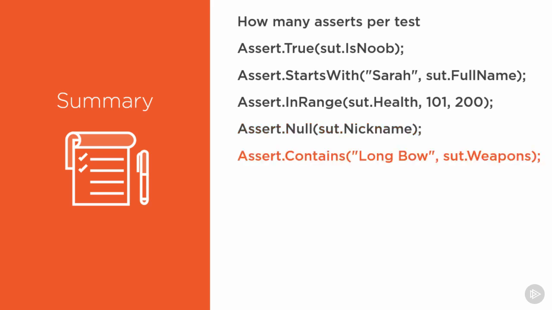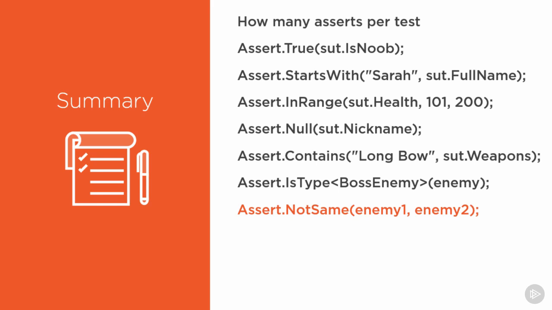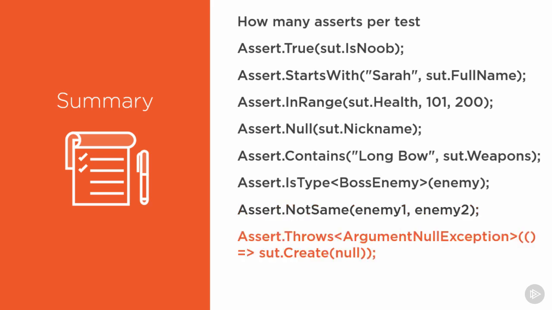We saw a number of ways we can assert against collections of objects, including Assert.Contains, and also how we can check that objects are of an expected type. We can also assert that two references point to the same instance, or in fact different instances, using the Assert.Same and Assert.NotSame methods. And we saw how we can assert that our code throws the correct exceptions. We also saw how we can check that our code raises the correct events, such as using the Assert.Raises method.